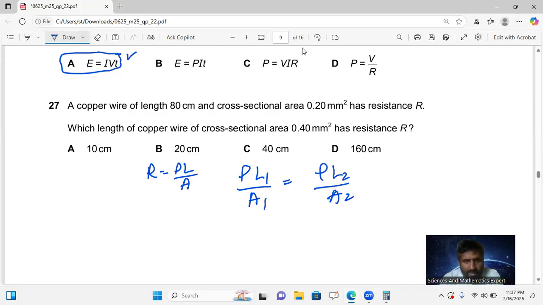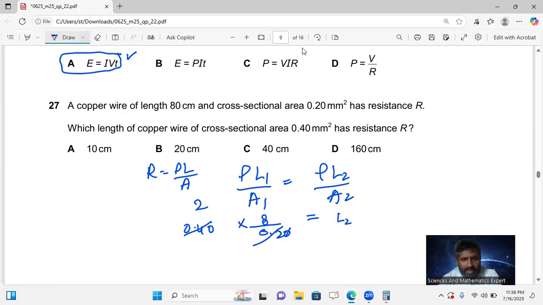He is saying a copper wire of length 80 centimeter, cross-sectional area 0.20. So 80 over 0.20 is equal to L2 over A2, which is given already as 0.40, and I want to calculate L2 for it. 0.4 times 0.2, 2 to the 4, 8 to the 16, and area is given now. 0.40 is going to multiply with 80 and be divided by 0.20.